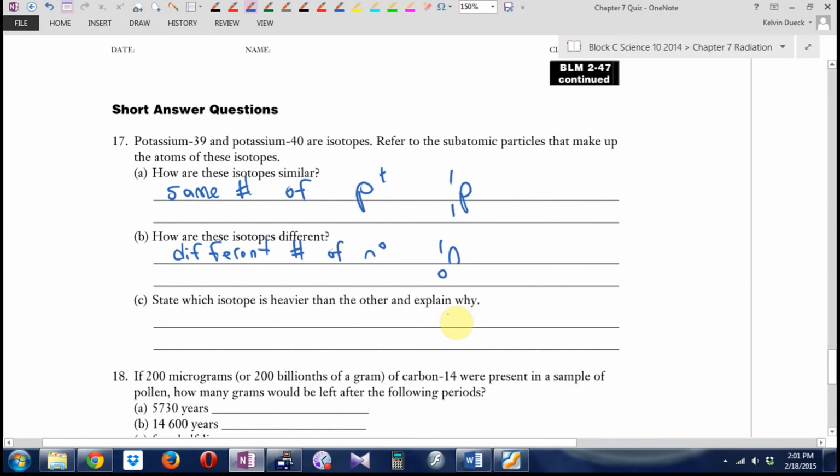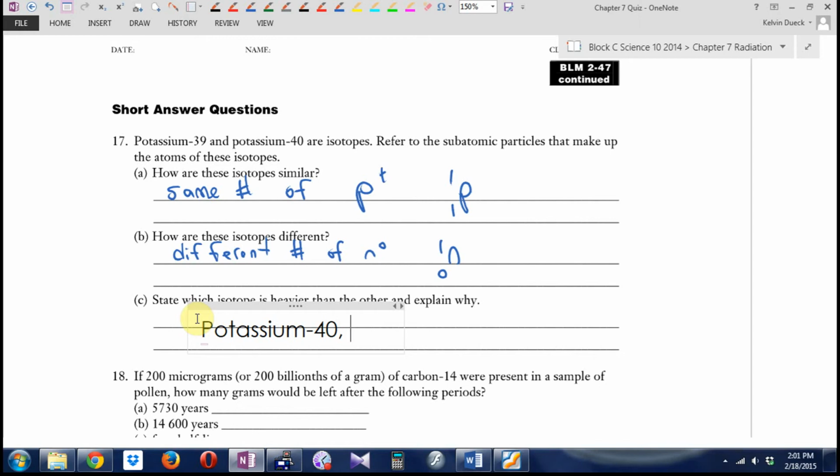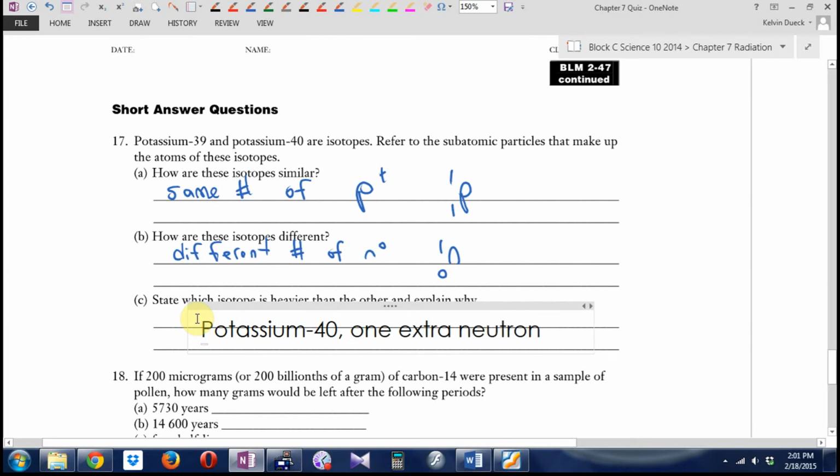Which one is heavier, potassium-30 or potassium-40? That's meant to be fairly obvious. Potassium-40. Why? So you're saying it's heavier because it's heavier. That's called circular reasoning. It has 1 extra neutron. I can even tell you, not just 1 extra, because the mass is up by 1.